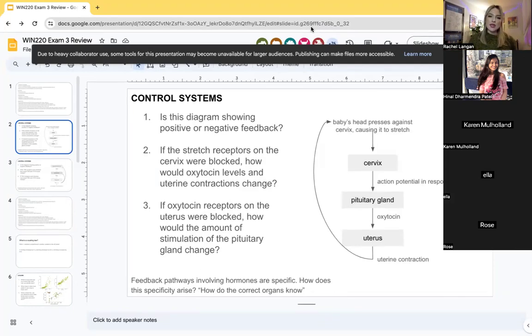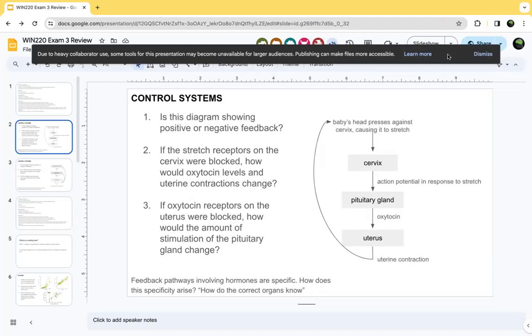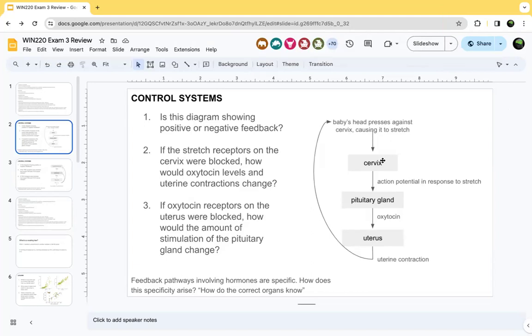And then the next thing you should be prepared to do on the exam is if Jake changes something about this diagram, can you predict how other parts of the diagram will change in response to the change he made? So my example was, if the stretch receptors on the cervix are blocked, how would oxytocin levels change? And also how would uterine contractions change?